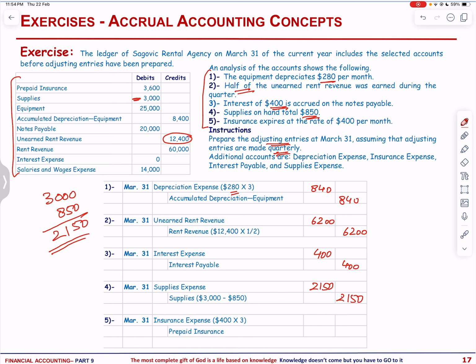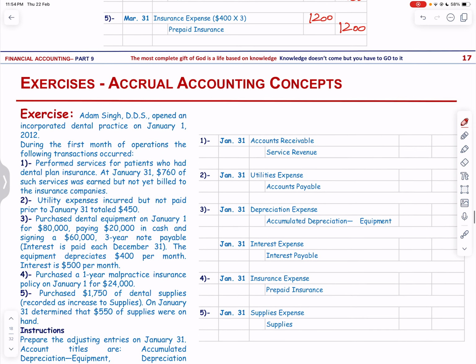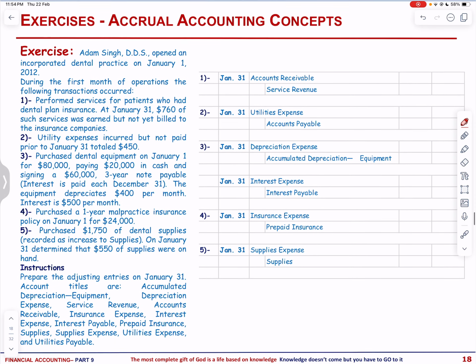Then finally, insurance expires at the rate of 400. Because we are preparing on a quarterly basis, we simply multiply by 3. So insurance expense is debit by 1200 and prepaid insurance is credit by 1200. We move on to the next exercise.